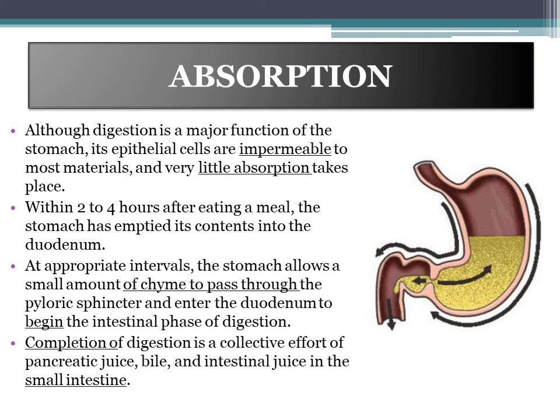In the meantime, the stomach will allow a small amount of chyme to pass through the pyloric sphincter and enter the duodenum as a signal to begin the intestinal phase of digestion. The completion of digestion will occur in the small intestine with the help of pancreatic juice, bile, and intestinal juice.